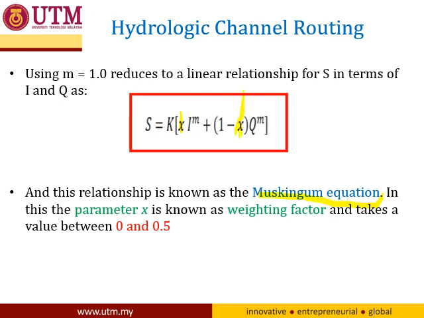Weighting factor in Malay is pemberat. It takes a value between 0 and 0.5. If it's 0, it will reduce this equation, so we will see it in the next slide. And if it's 0.5, which is half of 1, we can say that I and Q have the same influence in determining S, because we divide the weightage 0.5, half.